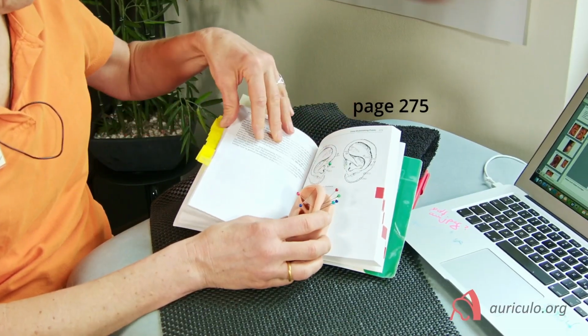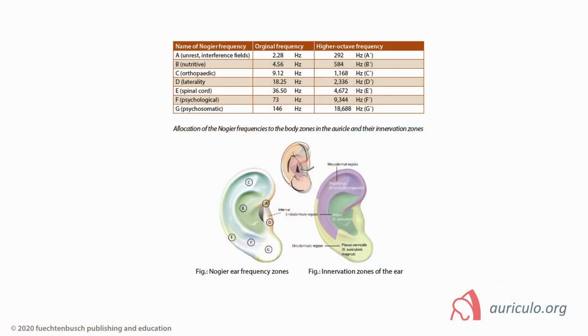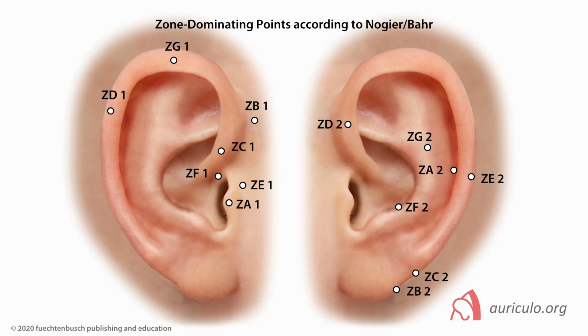Nogier found certain zones at the ear. That has to do with frequencies, that has to do with laser. Maybe when you're interested, you will go to that later on. Absolutely interesting. And he found that there is a point, zone dominant point A. This is a Nogier point.